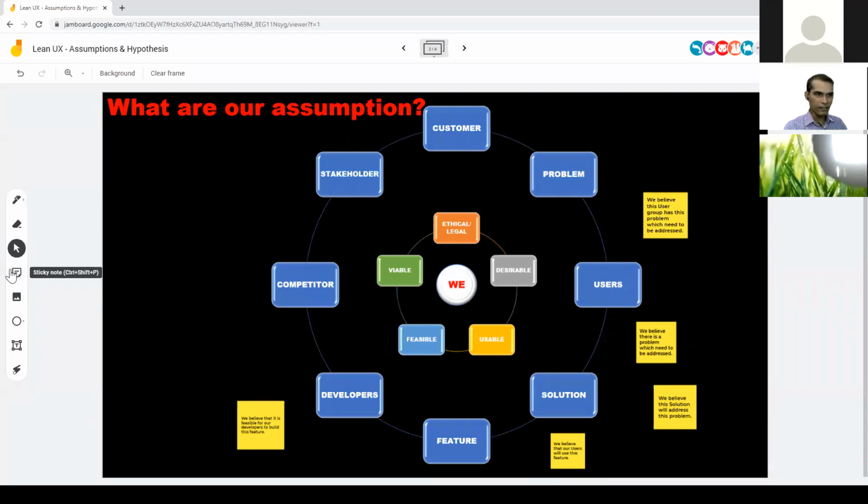I'm still not seeing any sticky notes moving. Shall I take the initiative? But I already have. I have got 4 or 5 sticky notes already there.